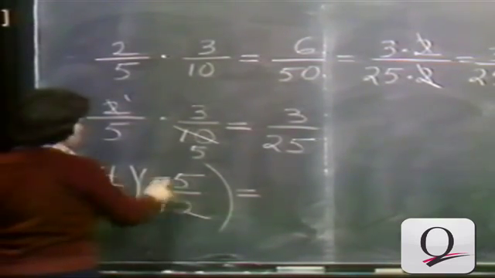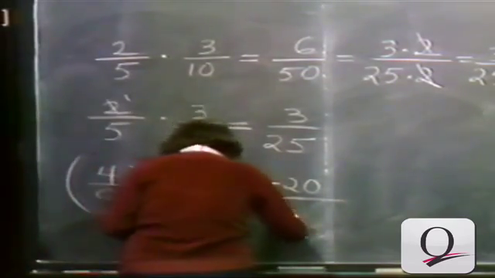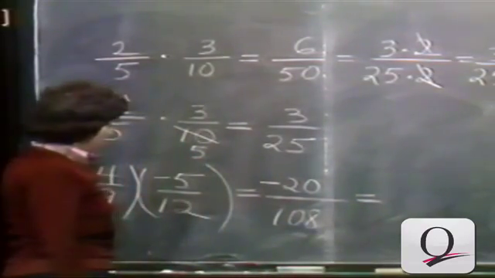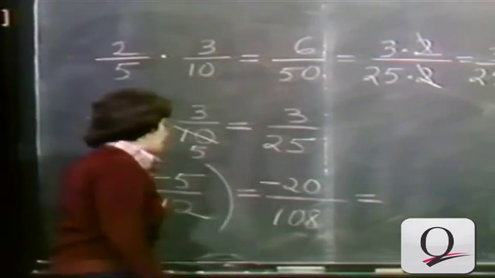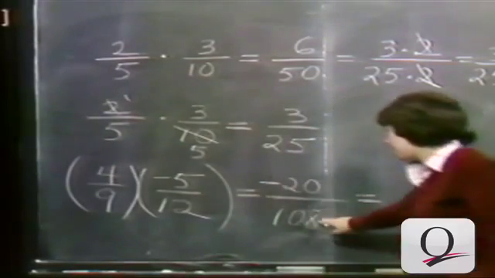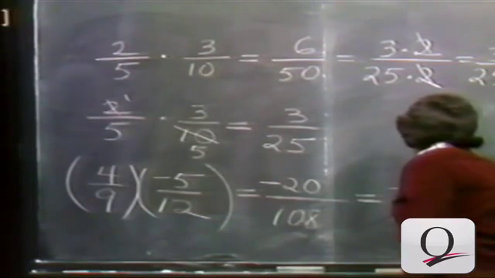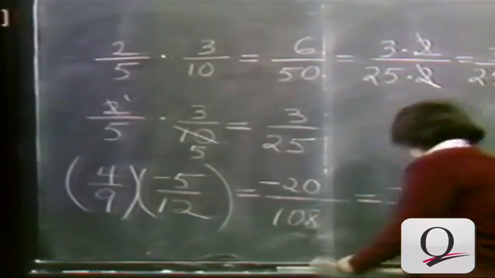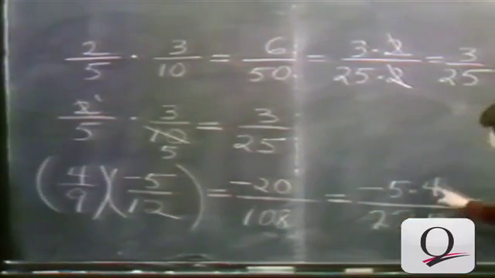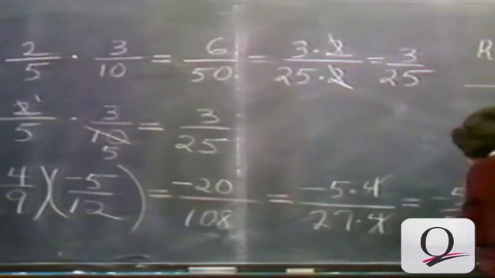Okay, the longer way is to say 4 times minus 5 gives you minus 20. 9 times 12, that's 108. This is not in lowest terms. We see that 2 is a factor of both the top and the bottom. Turns out, though, you can really get by with 4. 4 divides 20 and also 108 with no remainder. The top is really minus 5 times 4, and the bottom is 27 times 4. At this point, we can cancel the 4's, giving a final answer of minus 5 over 27.